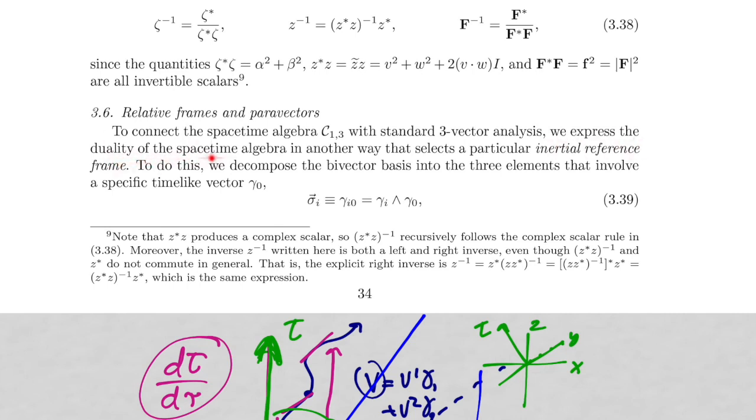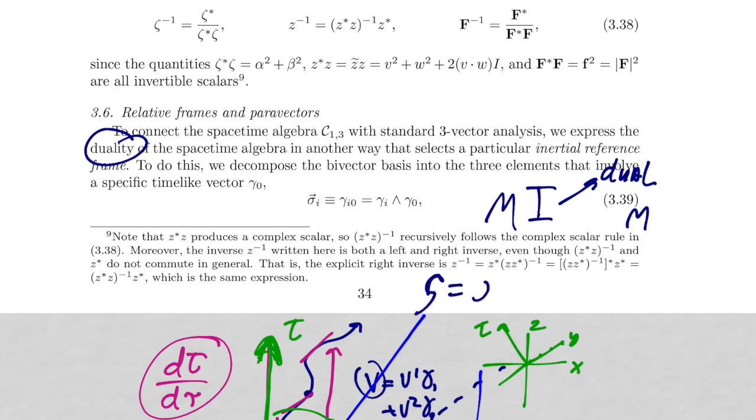So we express the duality of the space-time algebra in another way that selects a particular inertial frame. This word duality is now on the table. And we've already learned about a form of duality: take any multivector M, and right multiplication by I creates its dual. We use this to great effect. We created the notion of a complex scalar, which was alpha plus the dual of a real number, so it's a 0 blade plus a 4 blade.